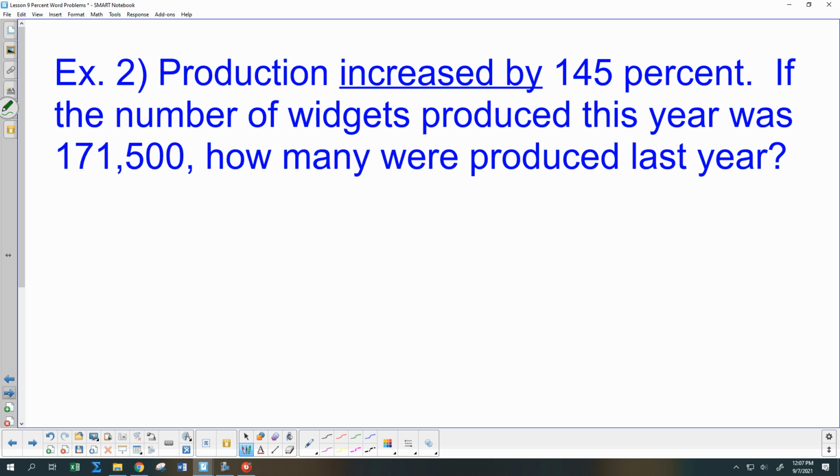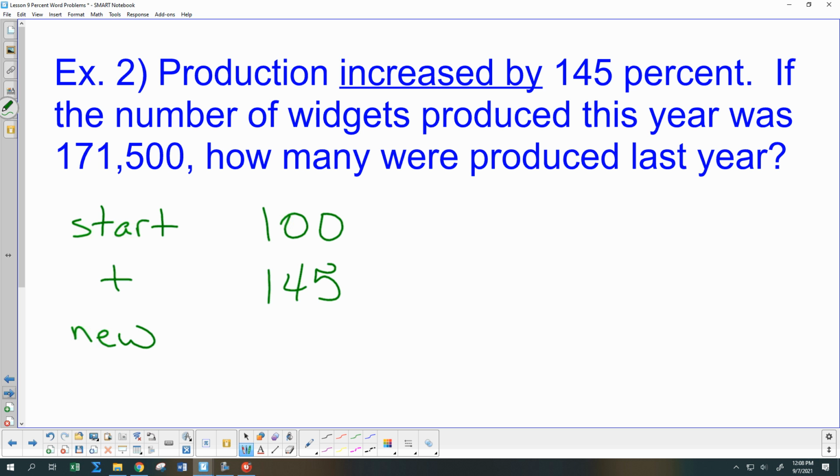So production increased. So we had a start, and then if it increases, are we adding or subtracting? We're going to add, and then we're going to get our new amount. So it increased. So we always start with 100%, and then we increase by 145. So what do you get when you add those together? So 245. 200% is double what we had before. This is more than double what we had before. So one year we had something, the next year we more than doubled it.